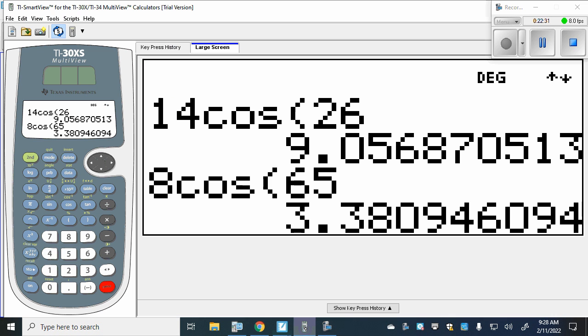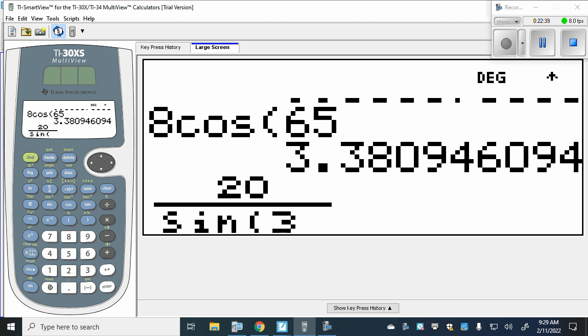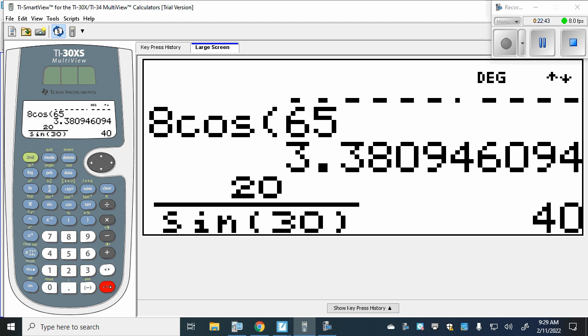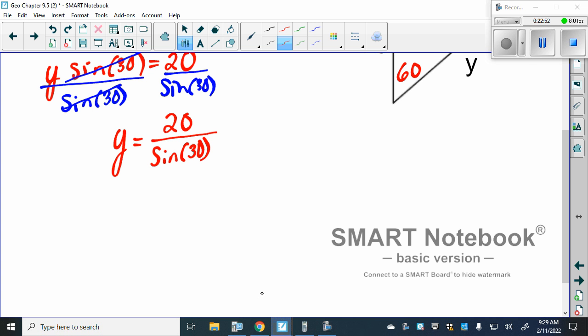So in the calculator, we can hit our fraction key and go 20 over sine of 30 and hit enter. It tells us that it's 40. So y is 40.